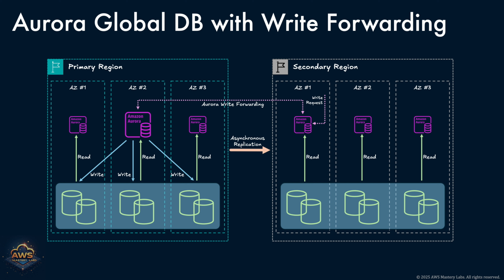all write activity. With this architecture, you get globally distributed reads, disaster recovery with fast regional failover, and the flexibility to forward writes across regions, making Aurora Global Database an ideal choice for mission-critical applications that span the globe.